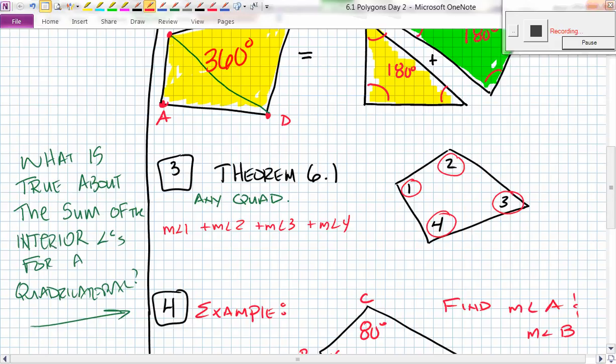Let me ask the TD. Shanae, what do they equal when you add those all together? I have a quadrilateral. You got it, 360 degrees. That's our first theorem. It's Theorem 6.1. It's super important. Make sure it's somewhere in your notes.